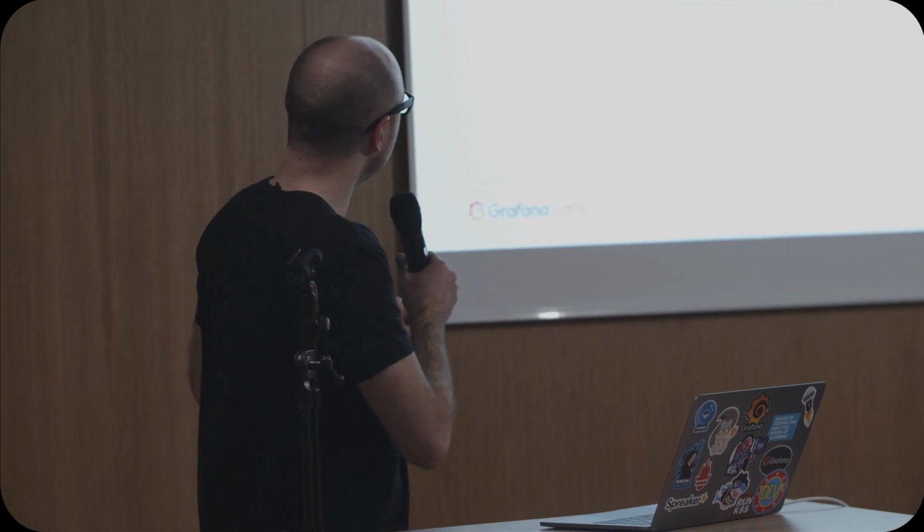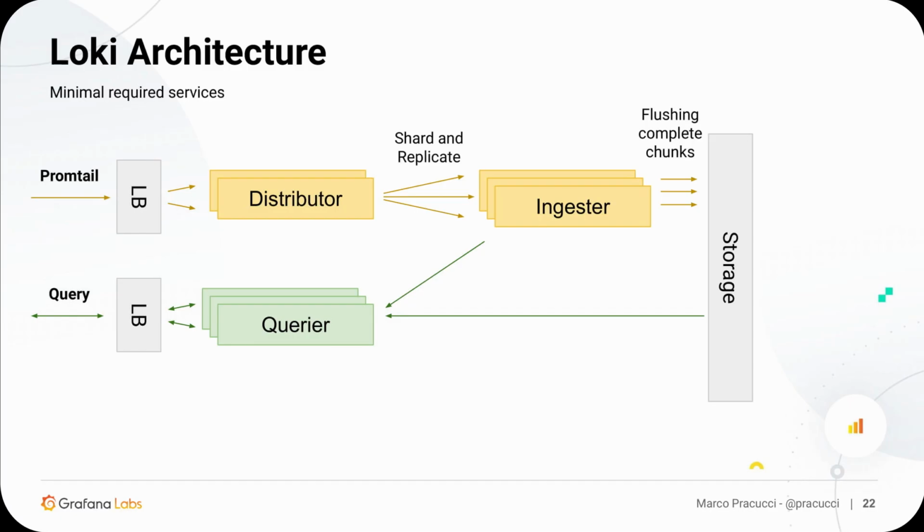On the read path, when you run a query using LogCLI or Grafana like we did before, the entry point is the querier. The querier is the third service of Loki. Given the input time range of the query and the query expression, it fetches the chunks for the log streams matching the label selector in the query, both from the ingester and the shared storage.